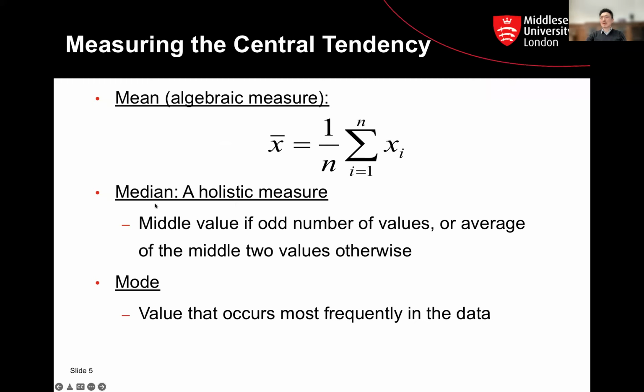The median means the middle value. If you have an even number of values, you don't have the one in the middle. For example, if you have 4 numbers, 1, 2, 3, and 4, there's no middle value. So instead, you take the middle 2, the 2 and 3, and calculate the average. In that case, that will be the median. And then mode. Mode is a value that occurs most frequently.